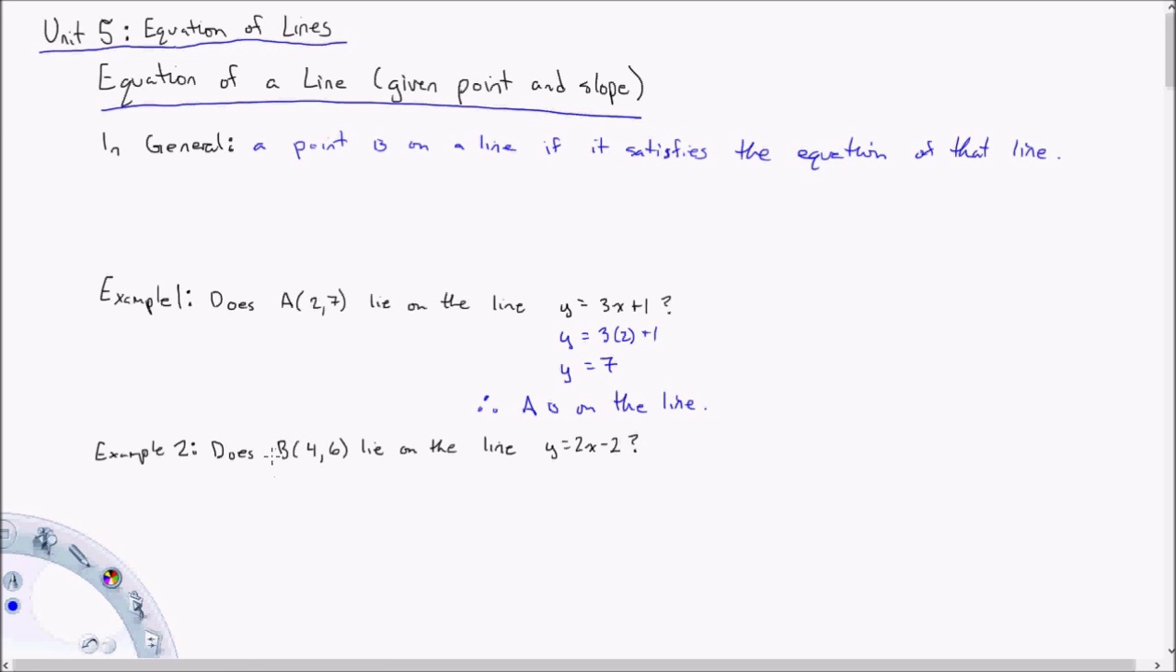Example 2. We have B located at (4, 6), and we want to know, does it lie on this line? Again, we can sub in the x-coordinate for the x value, which is 4. And 2 times 4 is 8, minus 2 is 6. So y is 6, which happens to be the y coordinate of B. So we could say that therefore B is on the line.